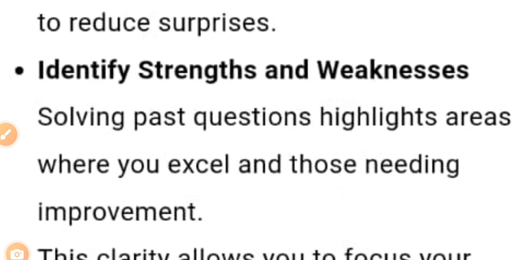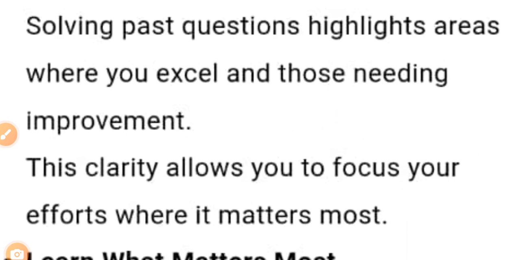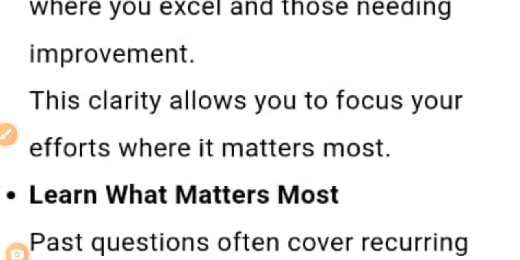Identify strengths and weaknesses. When you are reviewing past questions, solving past questions, it shows you your subject of strength and subject of weakness, the subject you are doing well in and the subject you need to put in more effort. Even when you come into the subject, it tells you the topics you have mastered and the topics you need to pay more attention to, so you know where to improve.